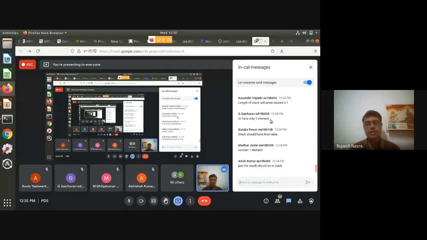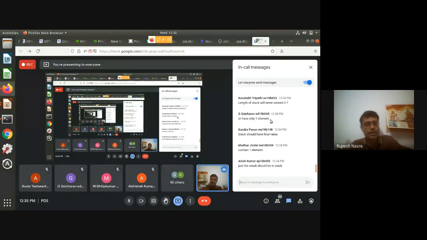It can be arbitrary, just that it can be at most equal to the number of operands, the number of numbers in the expression. Saicharan says or have only one element, right? It won't be empty. It will have one element in the stack. Yes, Pavan says the stack should have the final value. Madhur says contain one element. Anish says just the result should be on the stack. Right. Only one element should be present on the stack. And if that happens, that means you are on the right track. That means you have evaluated the expression correctly, and that is the result of this expression.